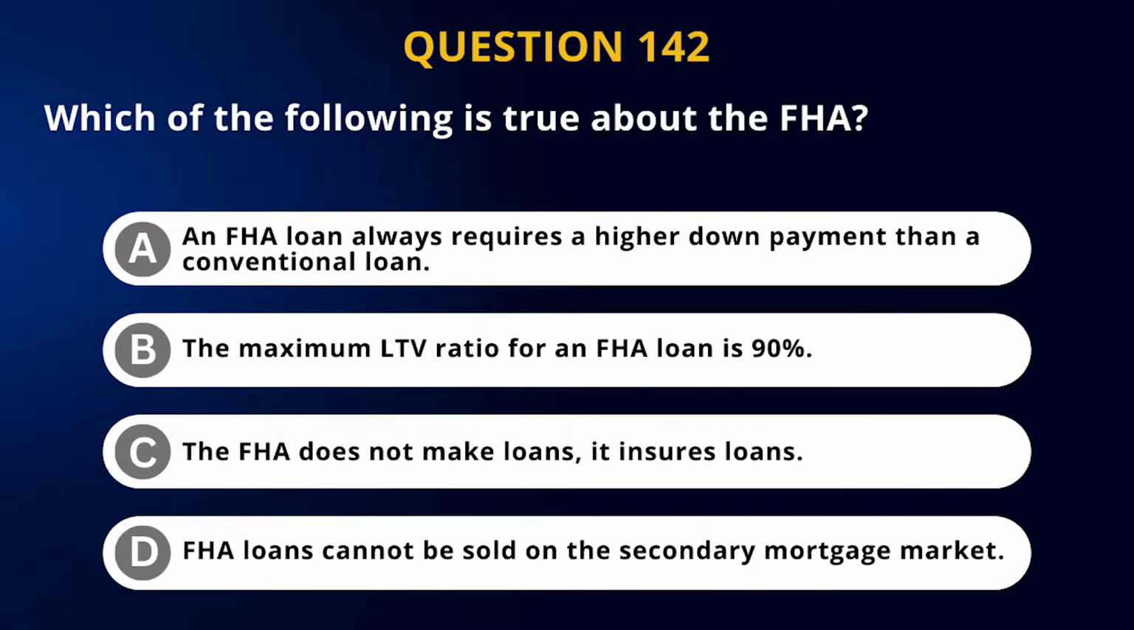Question number 142. Which of the following is true about the FHA? Letter A, an FHA loan always requires a higher down payment than a conventional loan. Letter B, the maximum LTV ratio for an FHA loan is 90%. Letter C, the FHA does not make loans, it insures loans. Letter D, FHA loans cannot be sold on the secondary mortgage market.